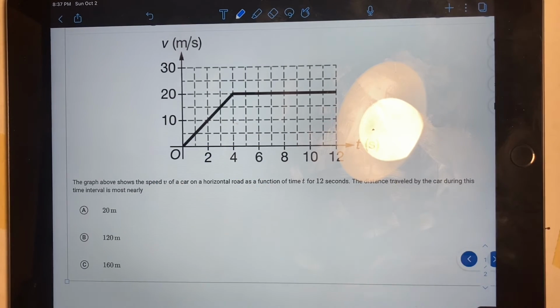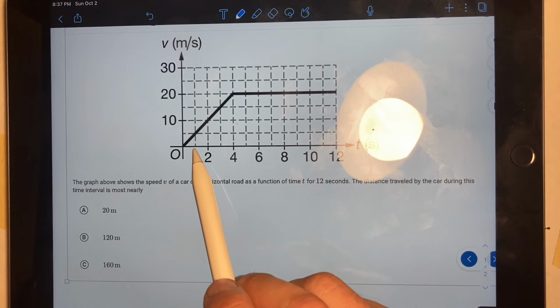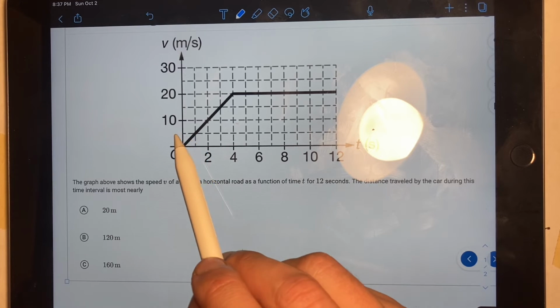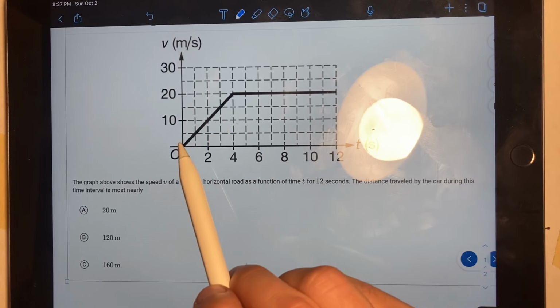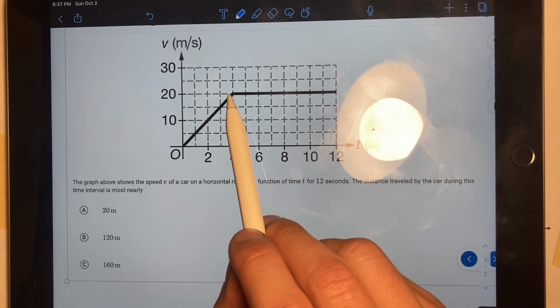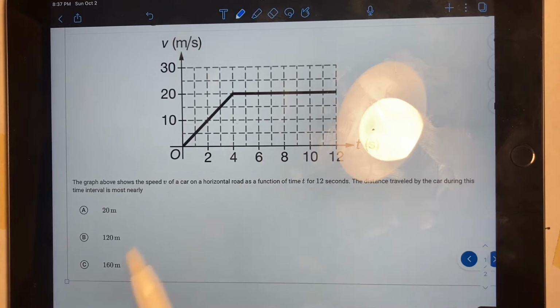First things first, I'm just going to go over what this graph is showing us. It's saying that at the beginning, it's got a velocity of 0. When our timer says 1 second, it's got a velocity of 5 meters per second. At 2 seconds, it's got a velocity of 10 meters per second. That means this car is speeding up for the first 4 seconds here, and then it's going to be continuing at the same speed for the next 8 seconds.